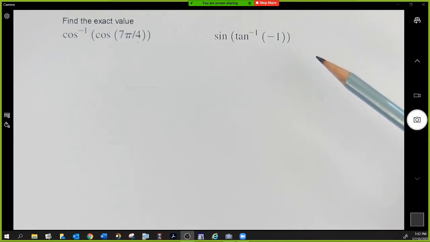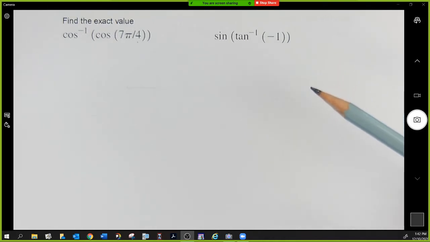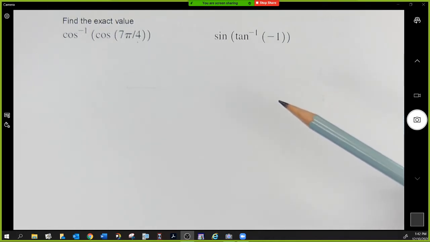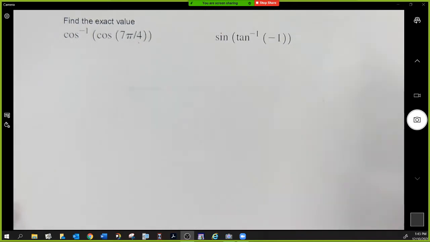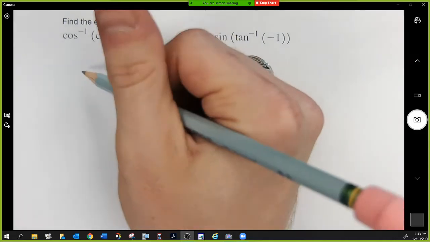The guaranteed to get it right, but slow way is what I'm looking for you to do for now. Eventually, I'd like for you to get a little bit faster and learn the tricks. But for now, the guaranteed, I'm going to get this right way is evaluate the inside first. So let's see what cosine of 7 pi over 4 is. Well, 7 pi over 4 is almost 8 pi over 4. That's almost 2 pi. That puts me in quadrant 4.